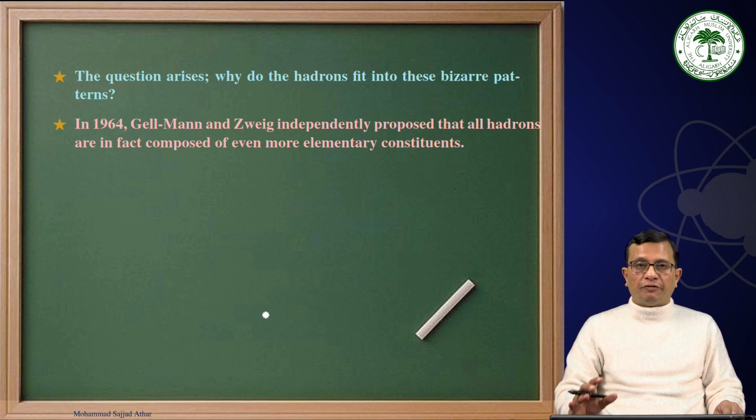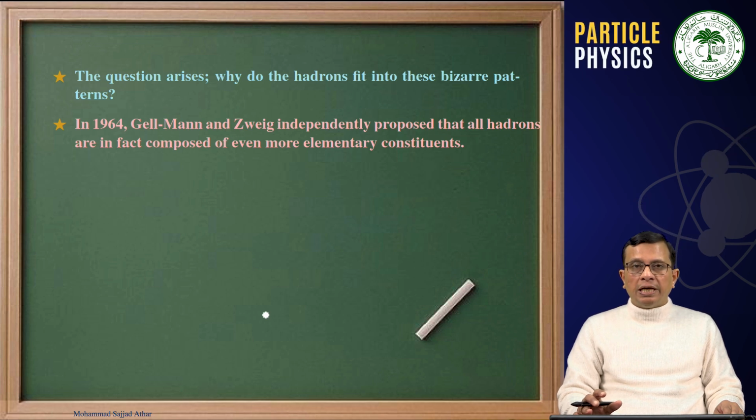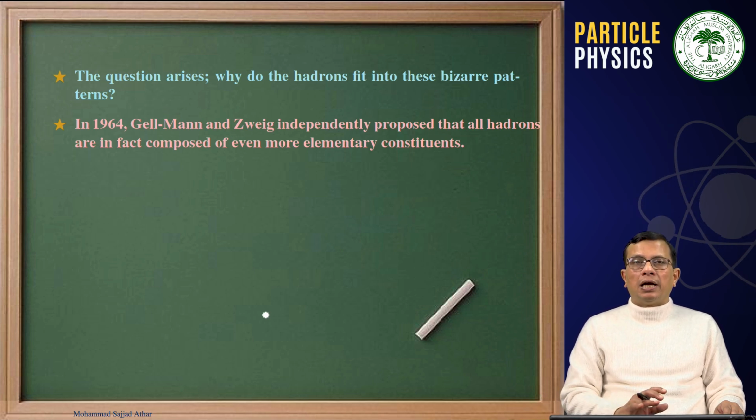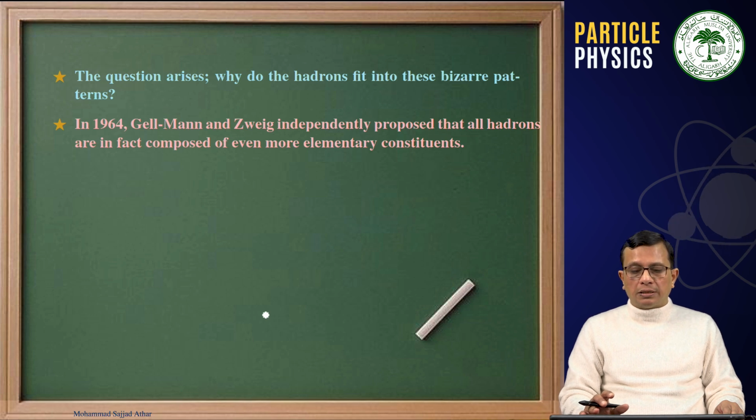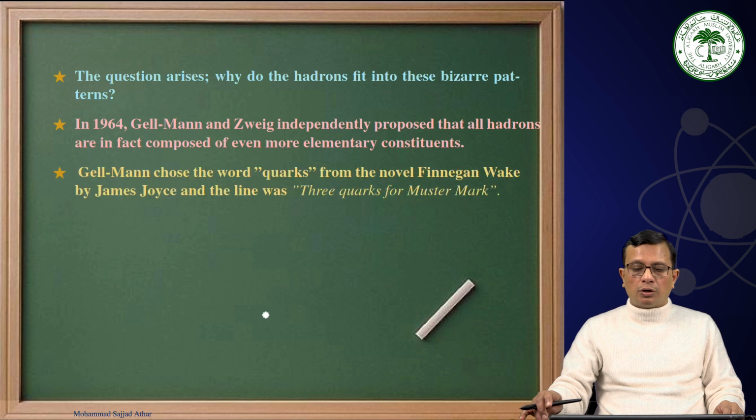The excitation of nucleons, the observation of nucleon resonances, the observation of anomalous magnetic moment of the hadrons, and then fitting those hadrons into the different weird geometrical patterns. That motivated Gell-Mann and Zweig to think about some fundamental structure inside the hadron.